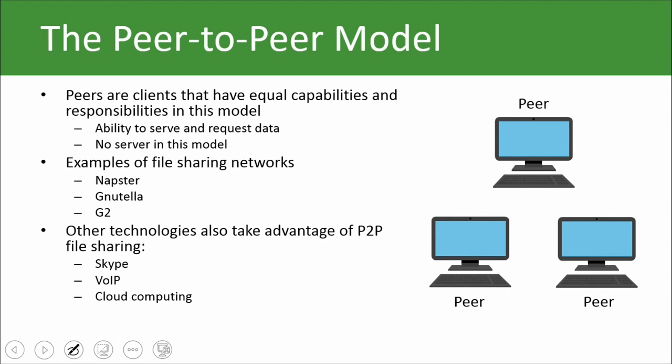All right, so a peer-to-peer model is different because it doesn't have a server. Peers are just client computers, and they all have equal capabilities and responsibilities. So each has the ability to send and receive data, or to serve and request data. And it's also fairly common. We have Skype and voice over IP, like I just mentioned, and also cloud computing use the P2P model. You also may find file sharing networks like Napster, if you're old enough to remember that. I think Napster is still around, but in a very different form. You have Gnutella and then also G2.